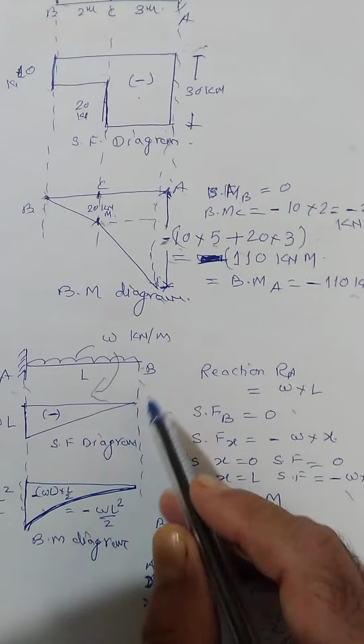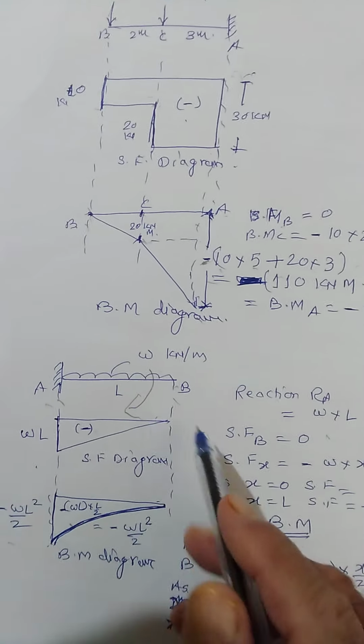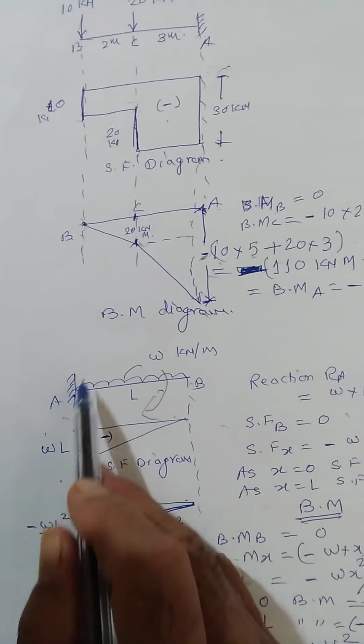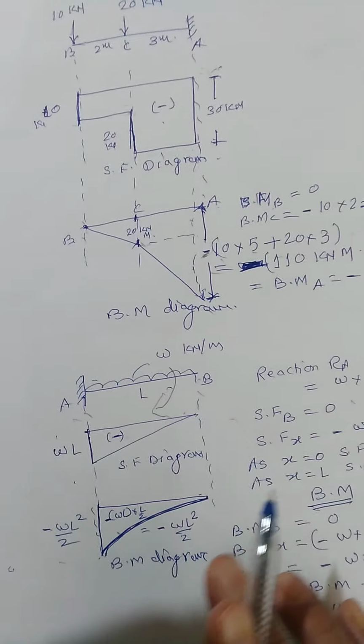In case of UDL, it will be a curve like this and a straight line like this. W into x acting at x by 2. Finally here, WL square by 2, that is W into L acting at L by 2.